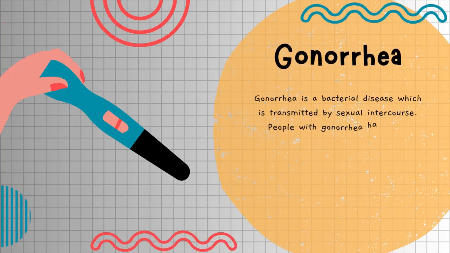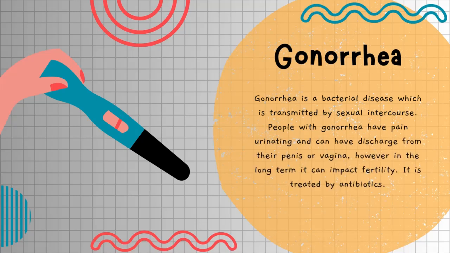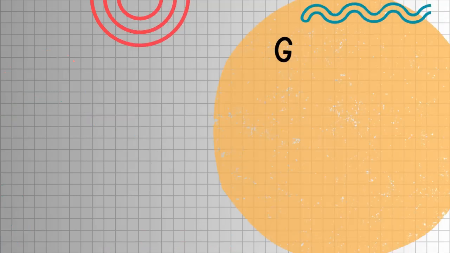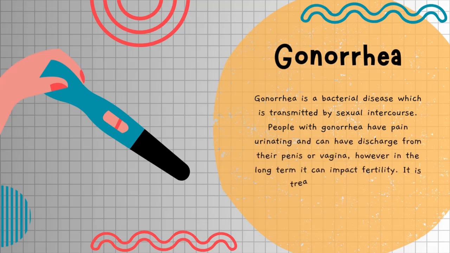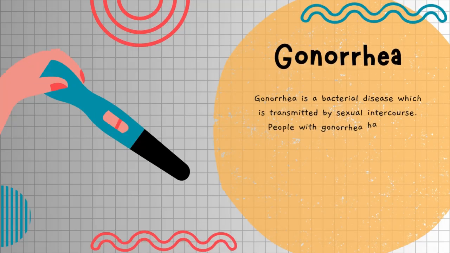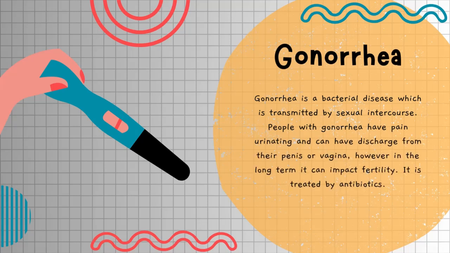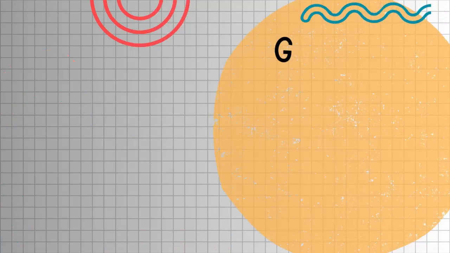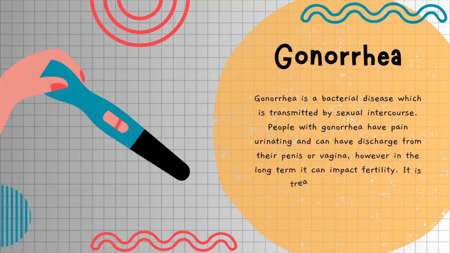Gonorrhea. Gonorrhea is a bacterial disease which is transmitted by sexual intercourse. People with gonorrhea have pain urinating and can have discharge from their penis or vagina, however in the long term it can impact fertility. It is treated by antibiotics.